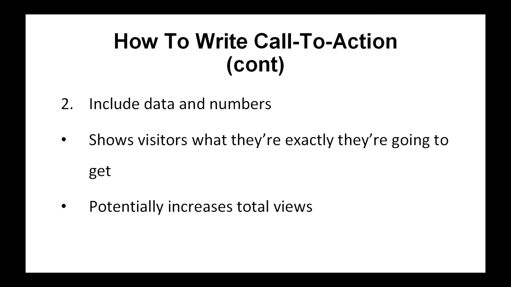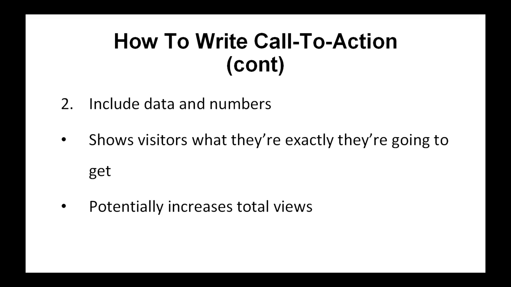Include data and numbers, which is a great way to show that your message is clear and simple. Numbers are a good way to break through the clutter of vagueness. Be specific about your offer and set the proper expectations. A number tells visitors specifically what they're going to get, how much of it, and for how long. This technique has proven to be successful not only for call to action copy, but also for blog post titles, press release headlines, and email subject lines. Furthermore, adding digits in your sales copy can potentially increase total views.